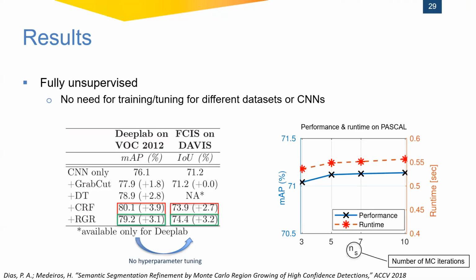It's still about 0.5 seconds because you can run each of the Monte Carlo growing iterations in parallel. For reference, the CRF is 0.8 seconds per image on Pascal, so we are a little bit quicker than the CRF, and we have plans to make a GPU implementation that would make it a very real-time method.